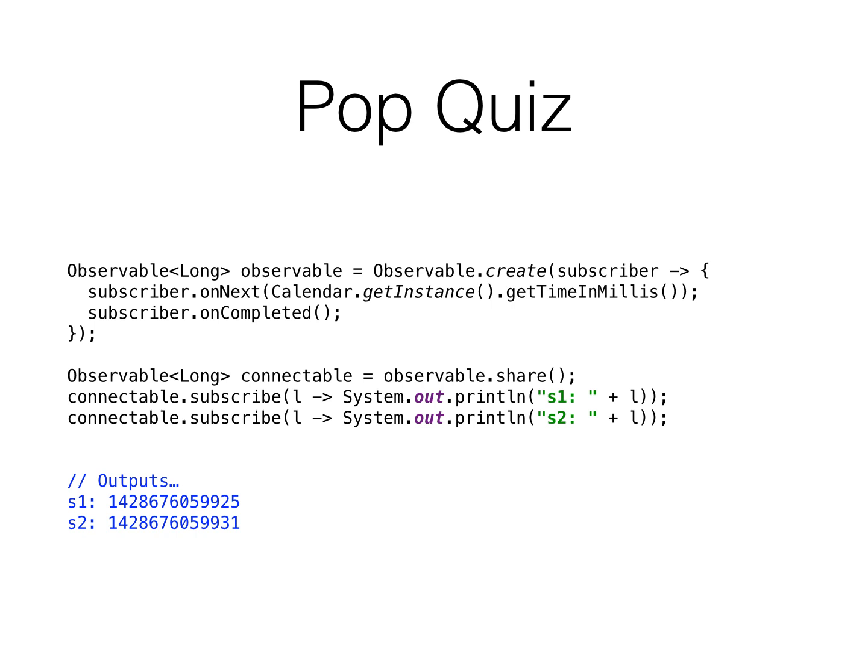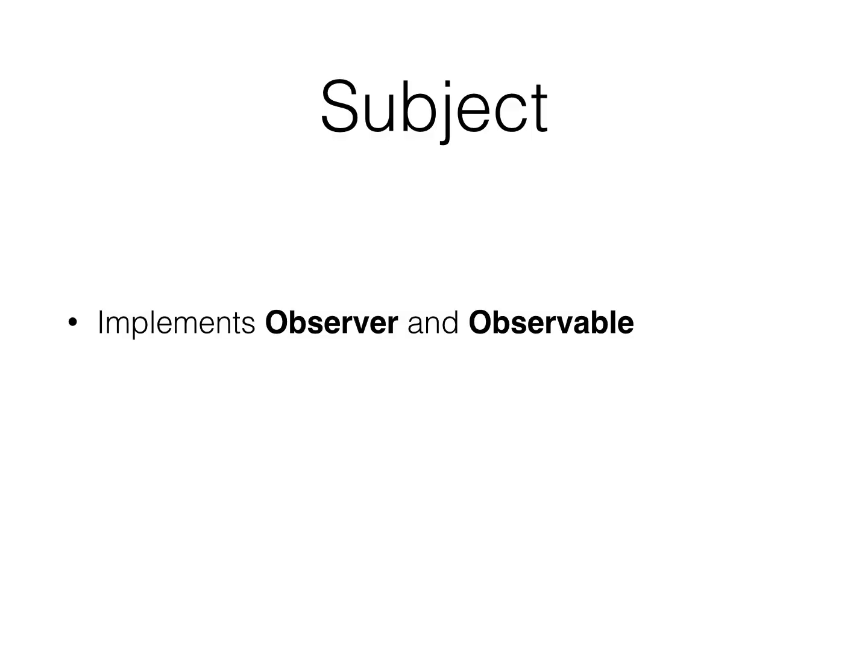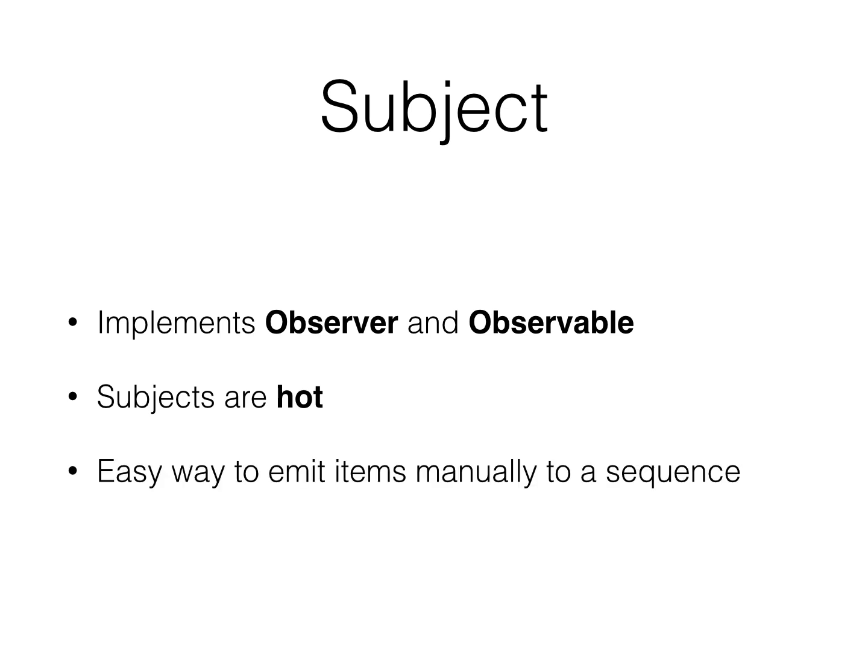So, all right, next topic, subjects. How to avoid subjects. Subjects are this interesting thing in RxJava or reactive extensions, which basically implement both observer and observable. So they can both emit items and be the receiver of items. It's kind of this interesting little interface, and they're hot, as we talked about earlier. And they're an easy way to emit items manually for a sequence.